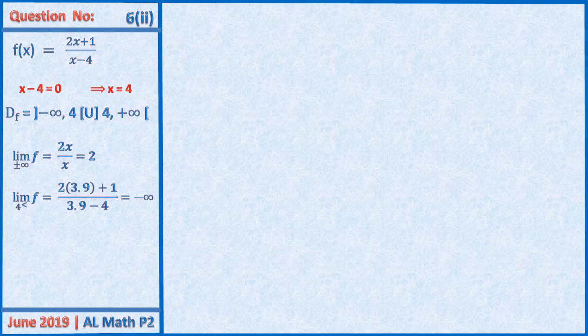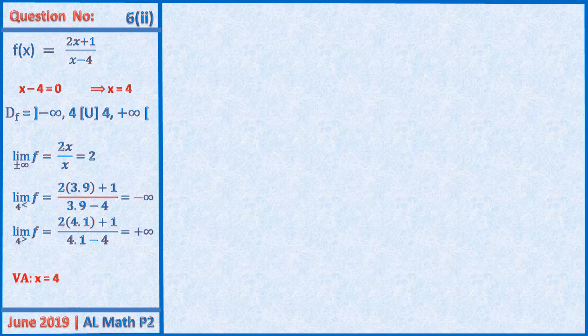Now let's take the limit as x tends to 4 from above. From above, we can take 4.1. So that gives us 2 into 4.1 plus 1, all of that gives us a positive value. So the limit is positive infinity because it is at an asymptote as well.